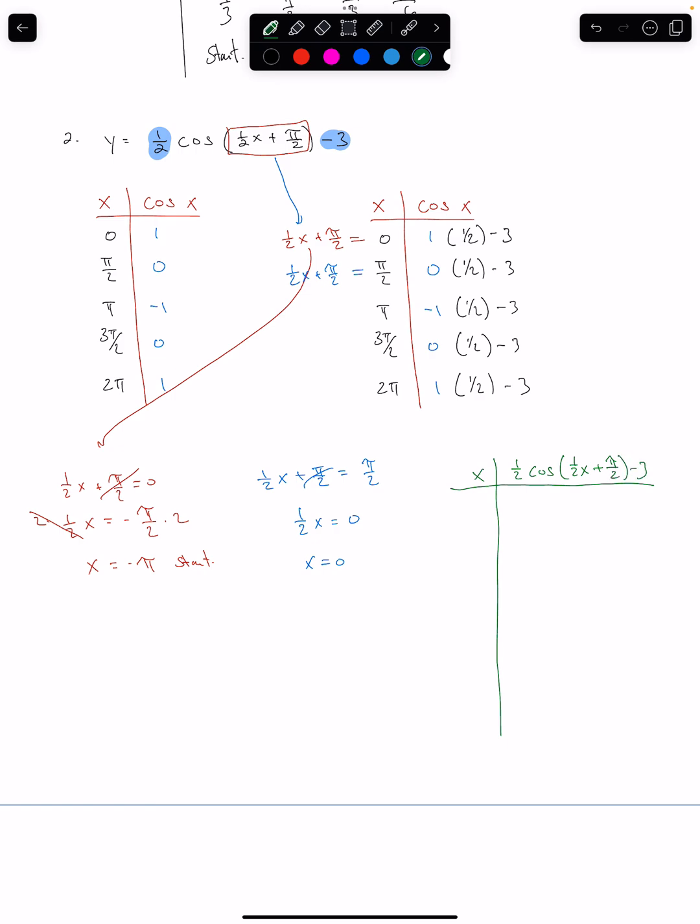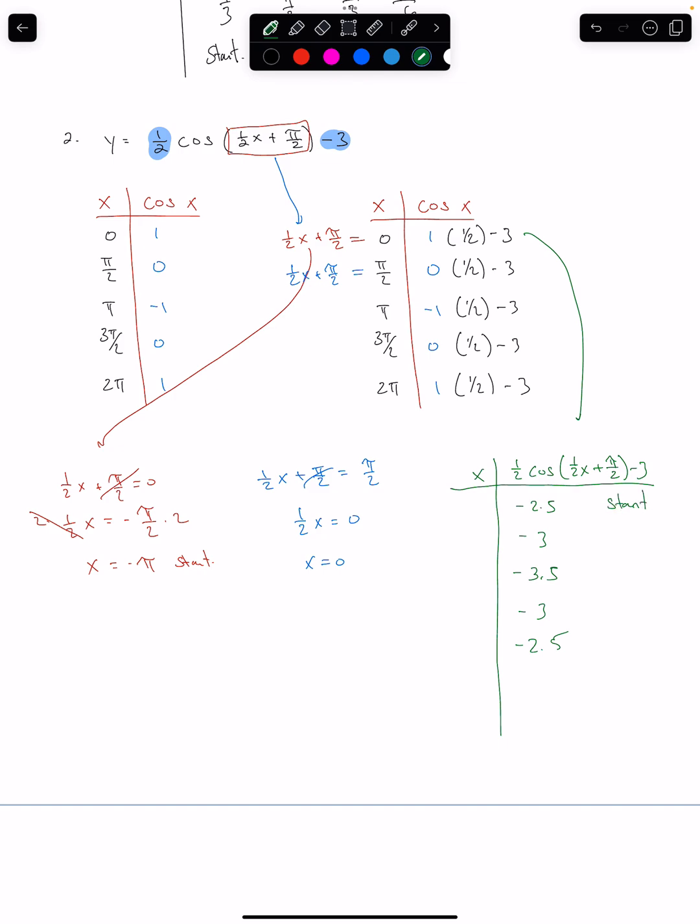Okay, well I got my y values here, so 1/2. So it's 1 times 1/2, which is 1/2. 1/2 minus 3 is negative 2.5. And then 1/2 times 0 is 0, and then negative 3. And then it's negative 1/2, and this is negative 3.5. And then 0, and then negative 3. And this one should go back to the beginning, negative 2.5, right? This goes fully around the circle.